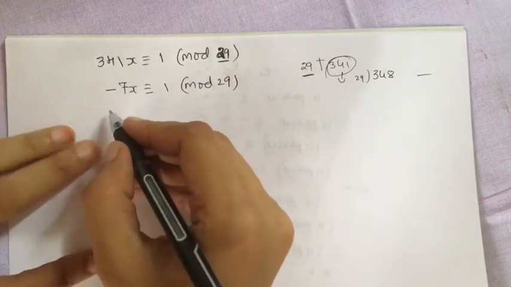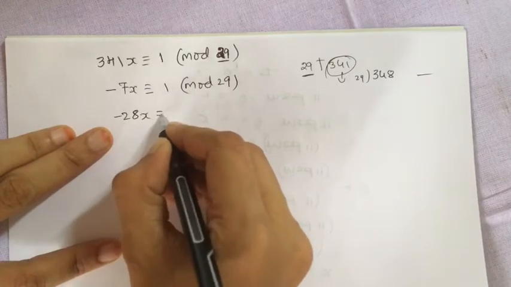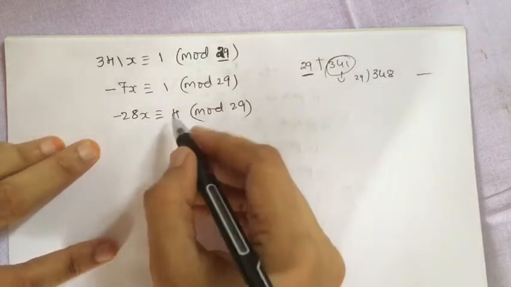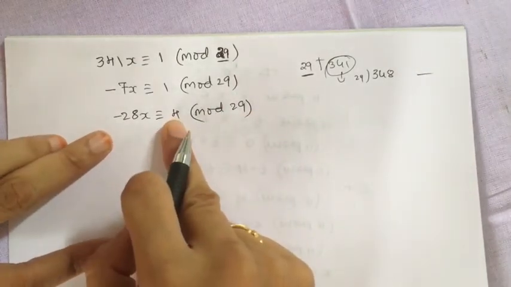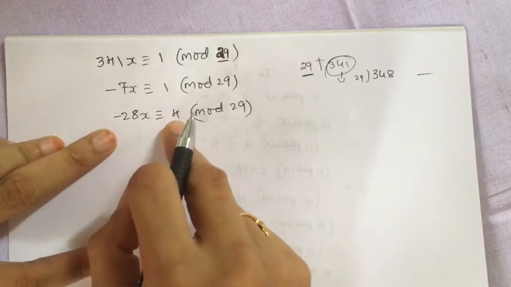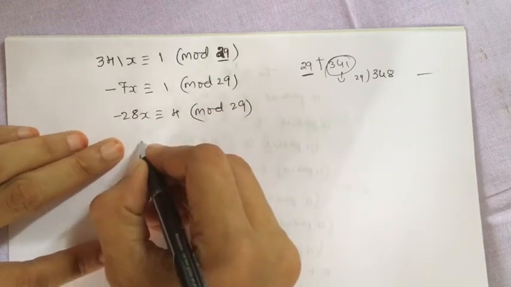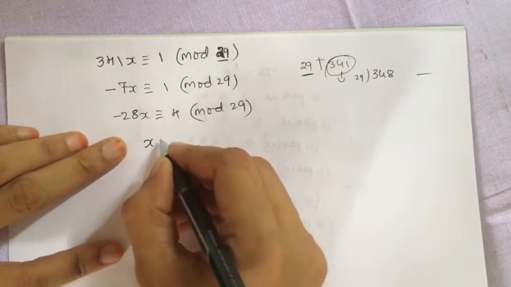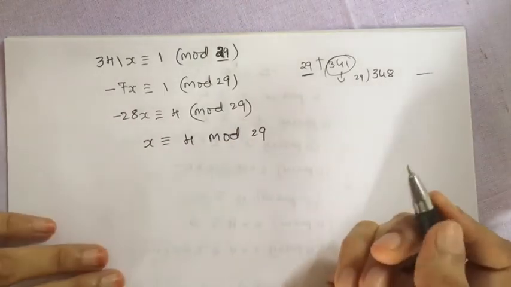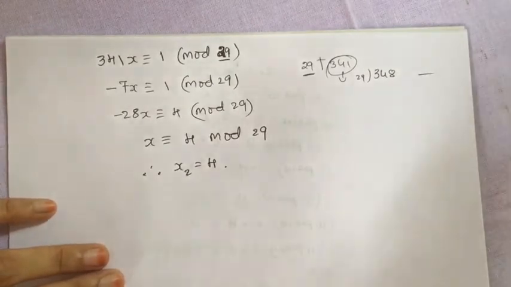Now I'll multiply by 4, so minus 28x is congruent to 4 mod 29. Similarly, I have to take a positive value, so I can just rewrite the solution as x is congruent to 4 mod 29. So x2 is 4.